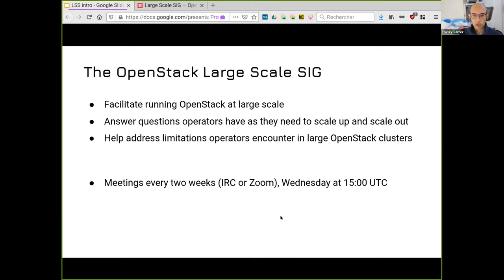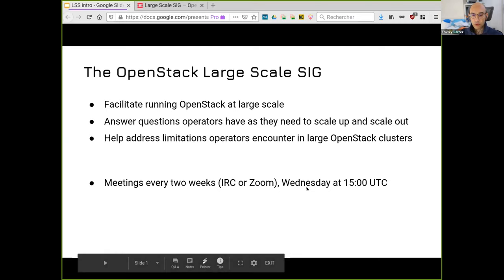We are meeting every 2 weeks. Usually it's on IRC, but we also do sessions like this one around a specific question and kickstarted with a presentation by some Large Scale SIG member to try to get the discussion going.